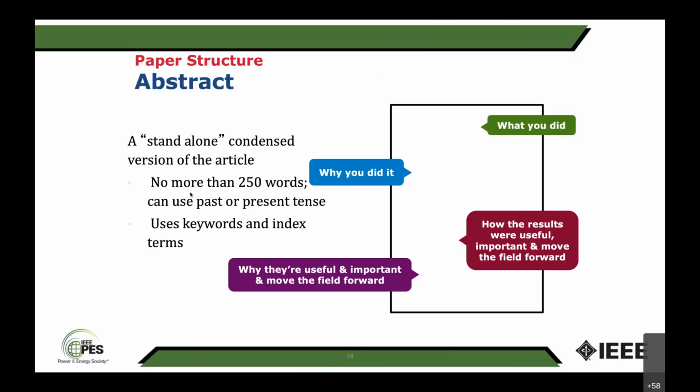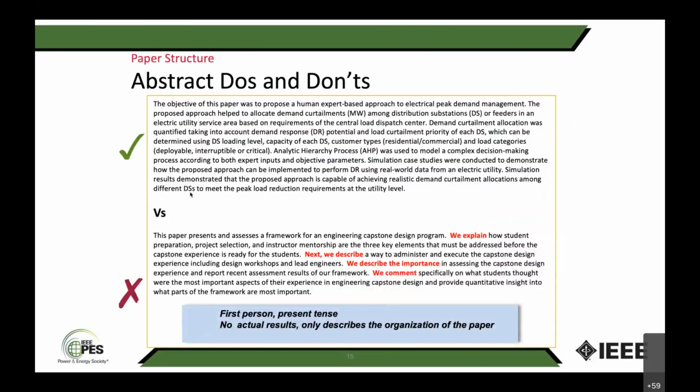It's an example. Okay, that's the abstract. What is the style of abstract? I want you to focus on the bottom half of the screen first. So we describe, we comment, we explain. Do not use first person and present tense in the abstract. Do not. So here, the problem is they're using first person we, present tense, and no results. They talk about the paper organization.